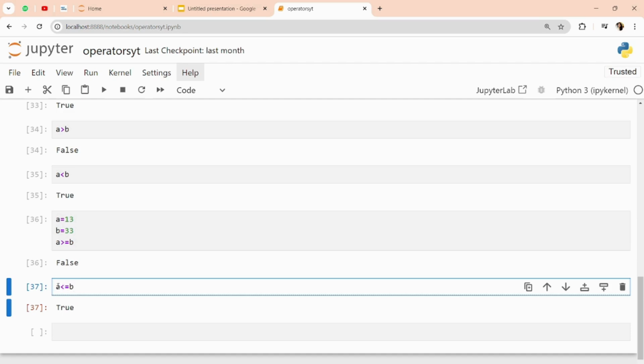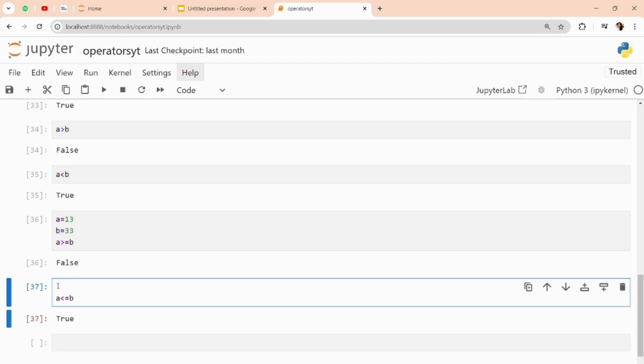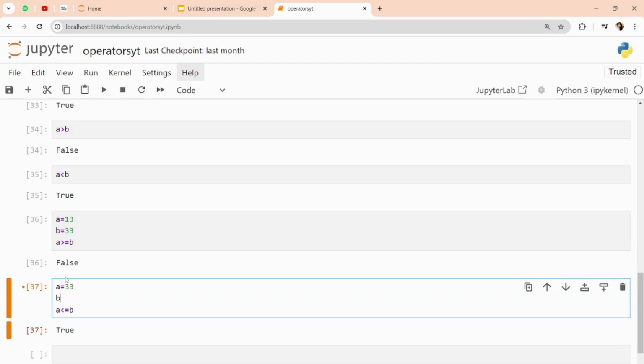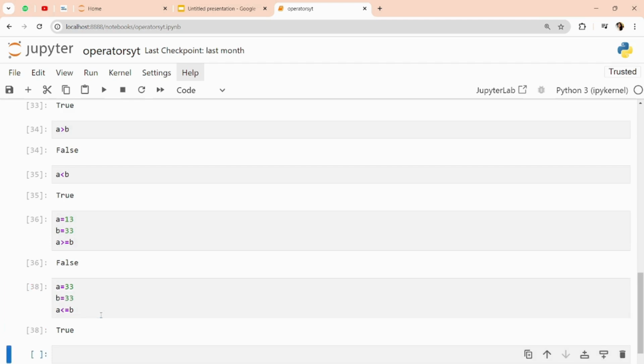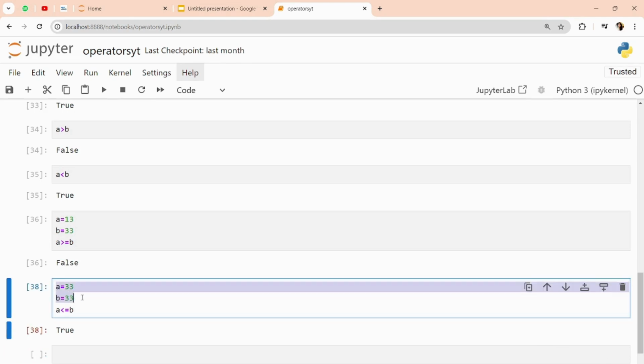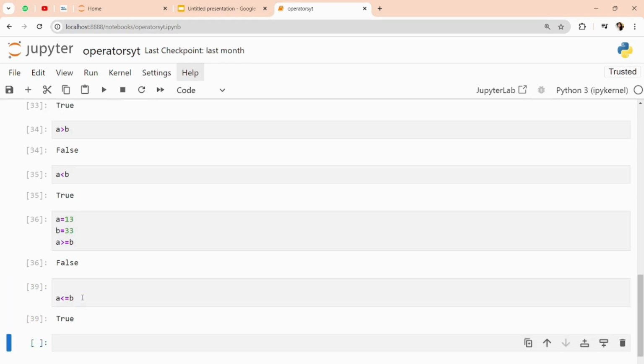If I change here like A is equal to 33 and B is also equal to 33, it will also give you true, because 33 and 33 are both equal.